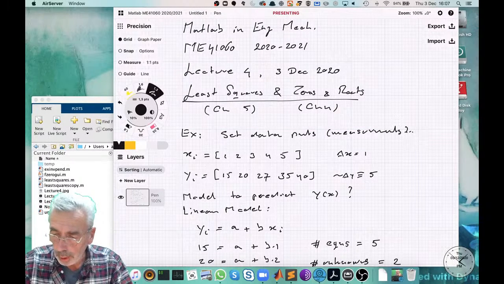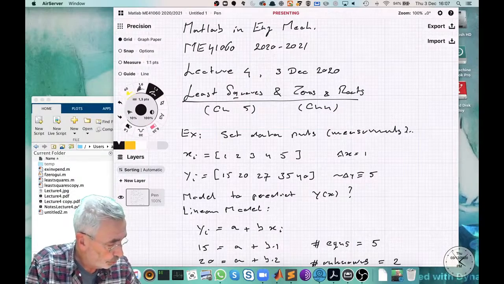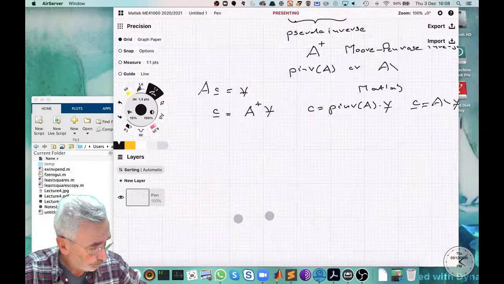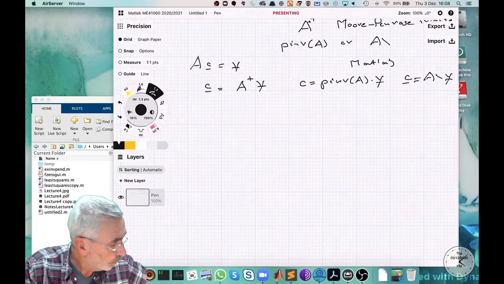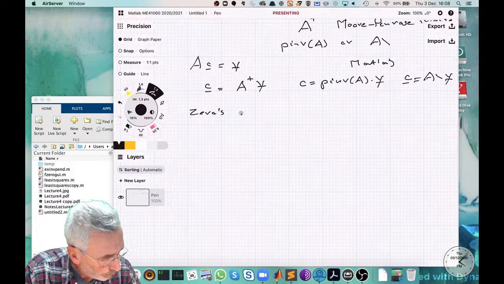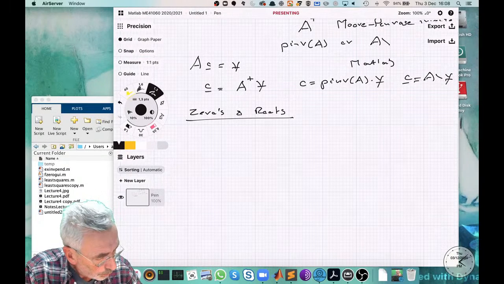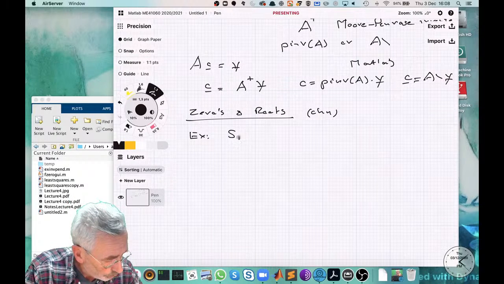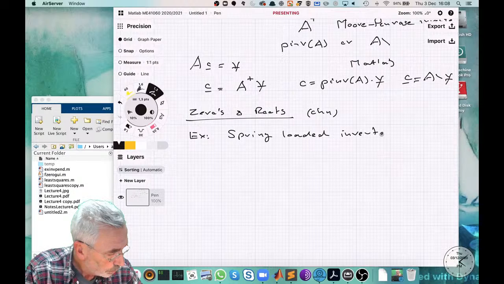Yeah, the second example I like to do is for the zeros and roots. So where's my pen? So now we do zeros and roots. So again, that was chapter 4. And then the example I like to do is a spring-loaded inverted pendulum.